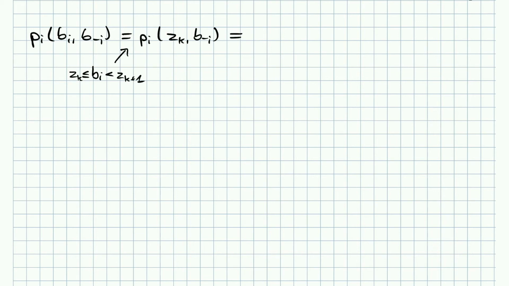What will this look like? Well, we now have pi of bi comma b minus I. This is equal to pi of zk comma b minus I, if we say bi is in the interval between zk and zk plus 1. So this we can now write down as given by our formula.